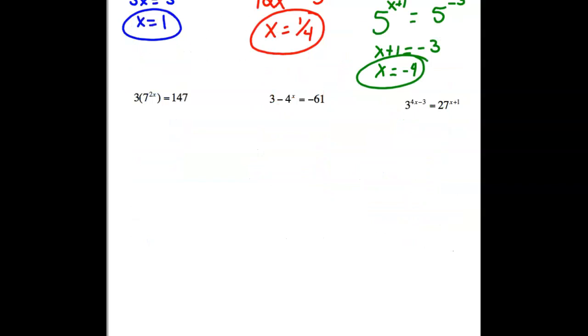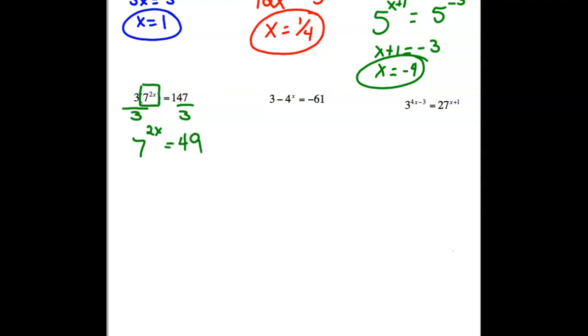All right, looking at our next example. Notice there's a 3 on the outside of the parentheses. It is not being raised to the power. So we want to isolate the exponential part first by simply dividing the 3 to the other side. So we have 7 to the 2x now equals 147 divided by 3, which is 49.